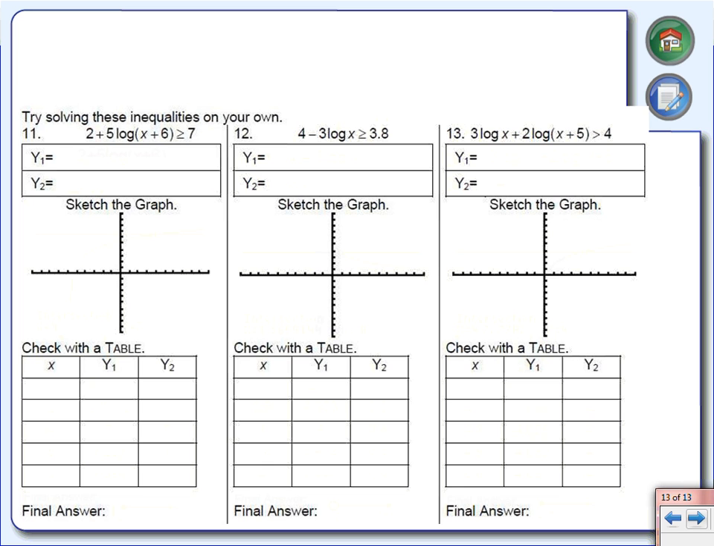All right, so now that you've adjusted your window, we're going to graph this inequality. So what we're going to do is in y1, we're going to type in the left side of the inequality, and in y2, we'll type in the right side of the inequality. So go ahead and write that down for me, and then type it in your calculator.